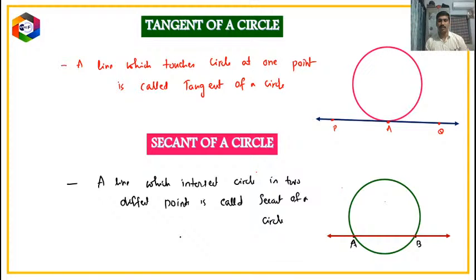A line which touches the circle at only one point is called a tangent of a circle. A secant of a circle means a line which intersects the circle in two different points.